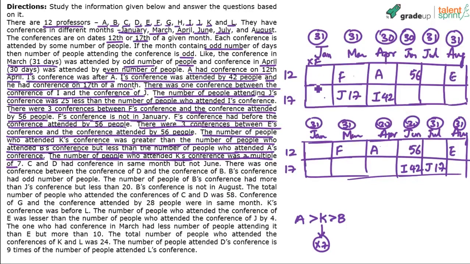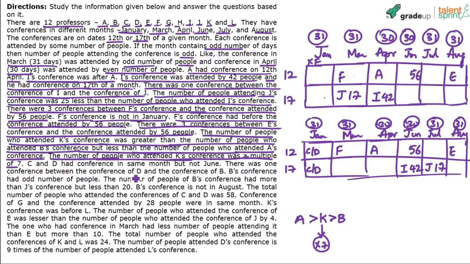In case 1, there are two possibilities. Jan or July. Both can be Jan or both can be July. So I can do one thing: C/D, C/D. C and D will be taking these two. Now which is C, which is D is not known to us. In case 1, there are two possibilities. Both can be Jan, both can be July. Right?